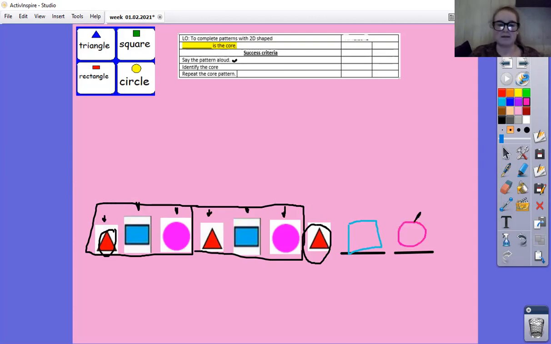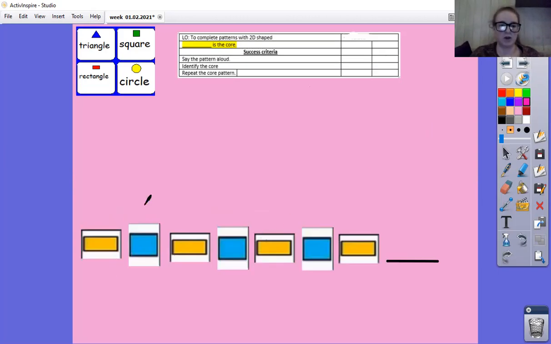So I've completed my pattern, even though I didn't complete the whole core. I just completed part of the core, but I still managed to complete the whole pattern. So let's have a go at this one. So this one is, say the pattern aloud. Yellow rectangle, blue square. Yellow rectangle, blue square. Yellow rectangle, blue square. Yellow rectangle, space.